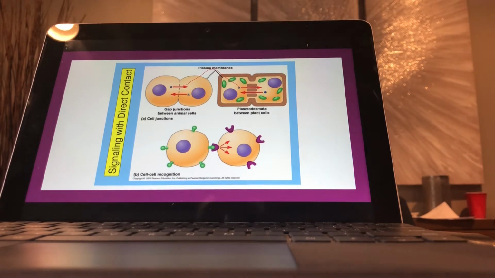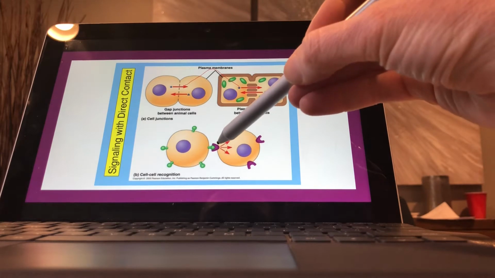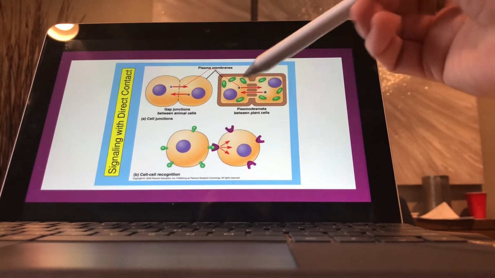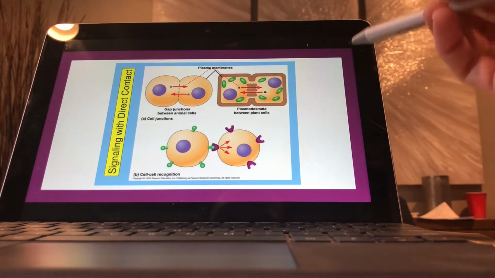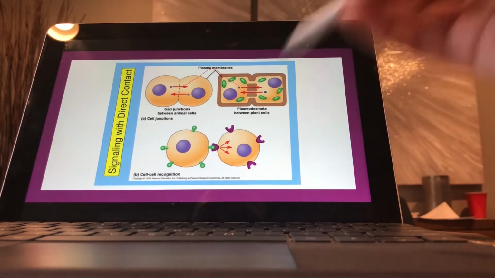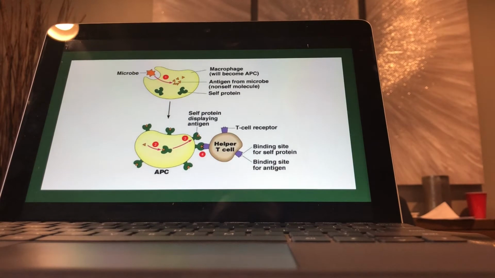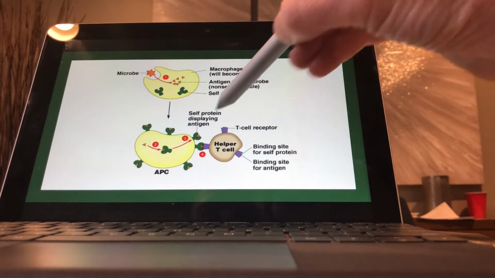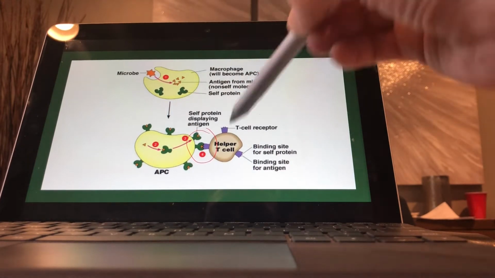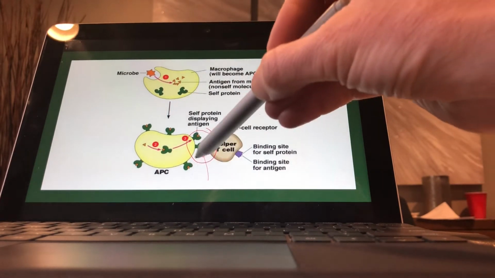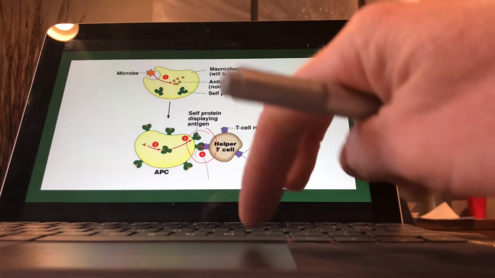The other way also would be that they actually have receptors that will attach to each other, and that way they can also communicate. That's called cell-to-cell recognition. Now, I gave you a couple of examples, mainly in the immune system. I'm not going to re-explain this slide, but just give you the gist of it quickly. Notice here that these 2 cells are communicating by actually attaching. Okay, so that would be direct contact.